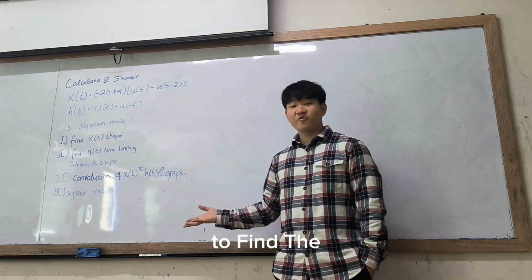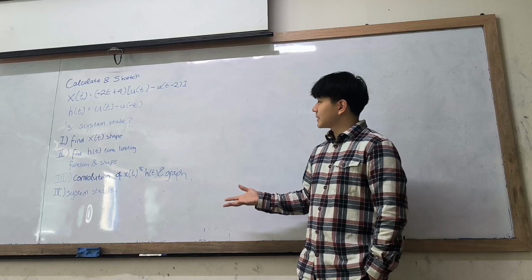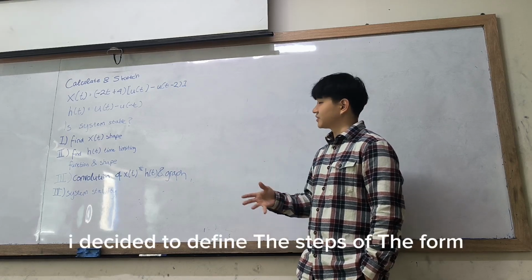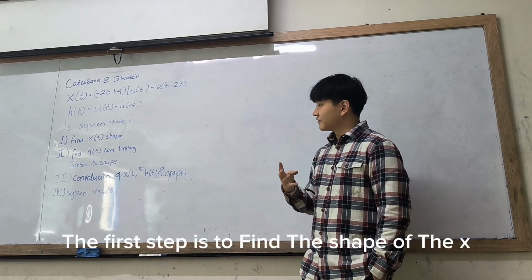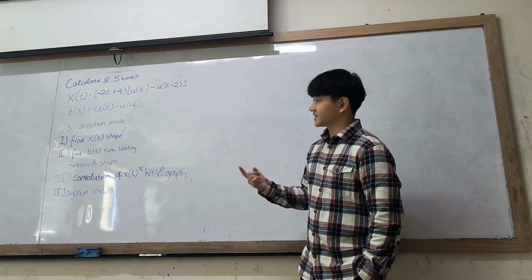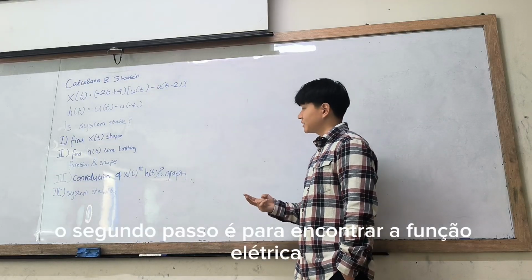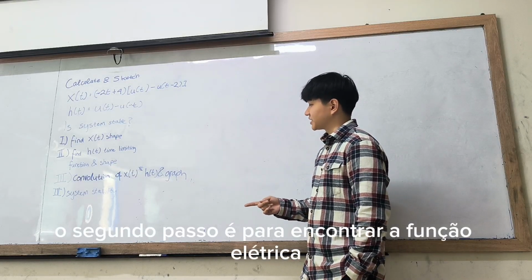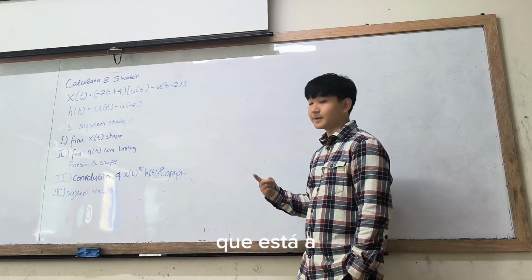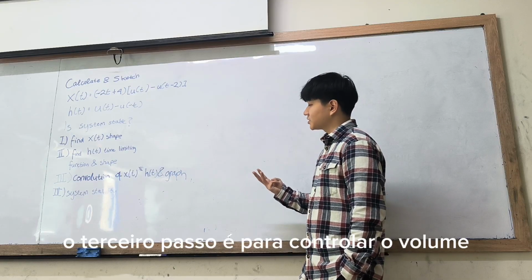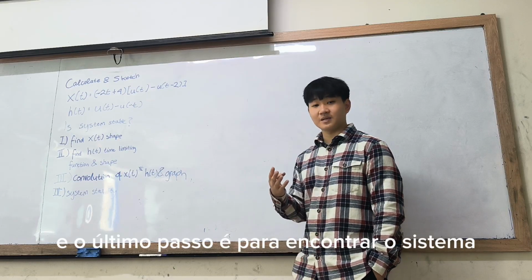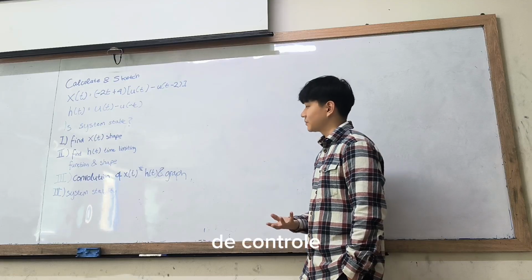To find the convolution of this problem, I decided to divide the steps into four. The first step is to find the shape of x(t), the input. The second step is to find the time limiting function and the shape of h(t), which is the impulse response. The third step is to convolve one of them, and the last step is to find whether or not the system is stable.